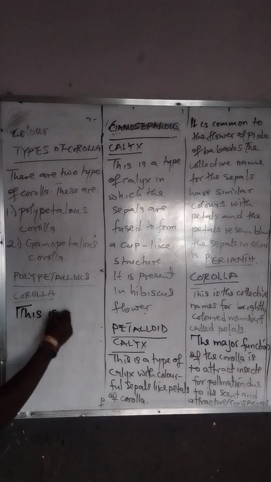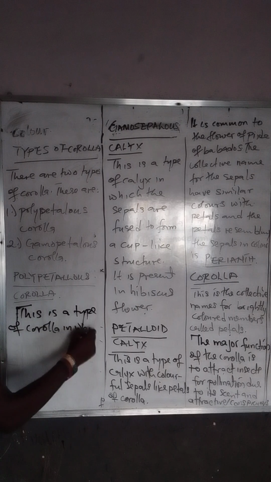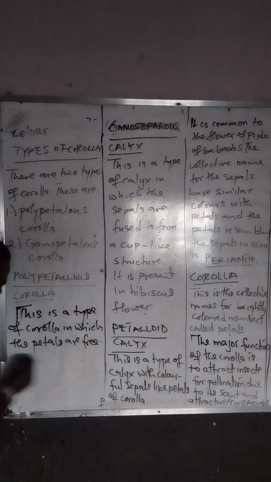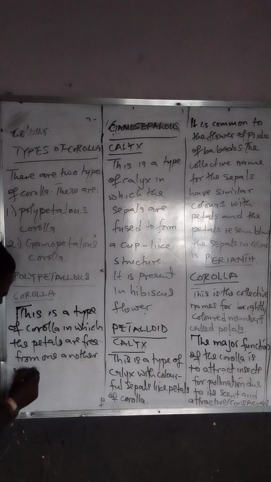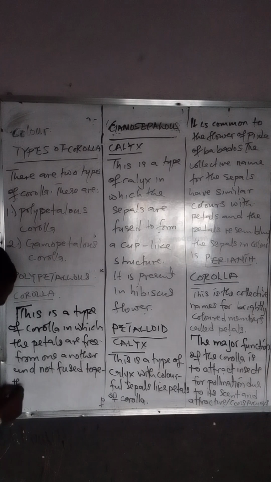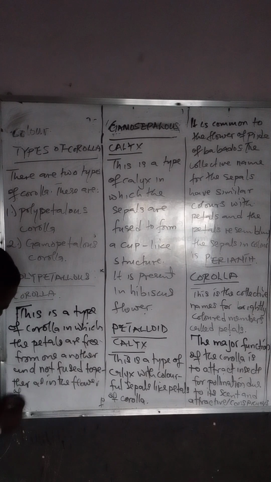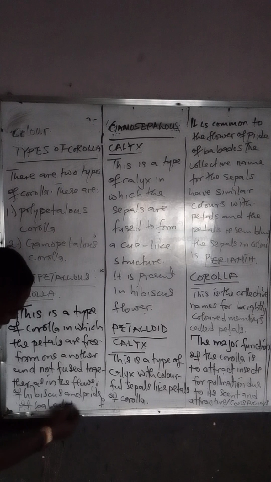So, this is a type of corolla in which the petals are free from one another and not fused together, as in the flower of hibiscus and Pride of Barbados. So that's one thing that they have in common.